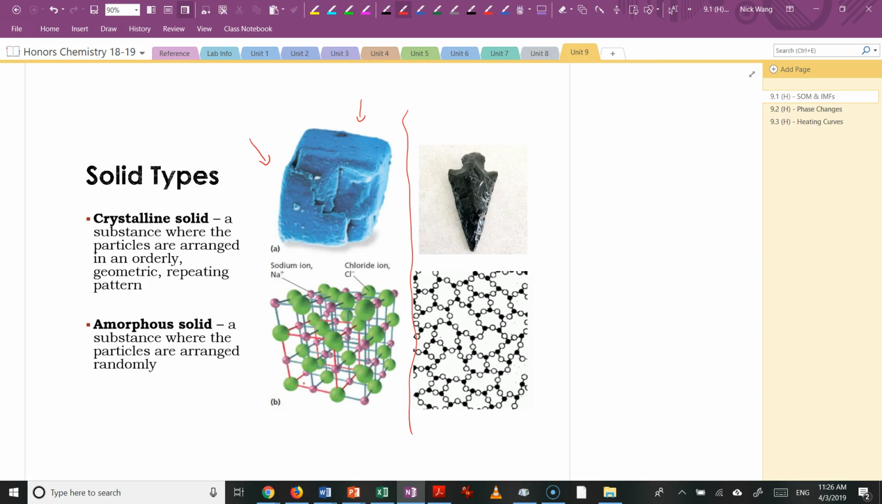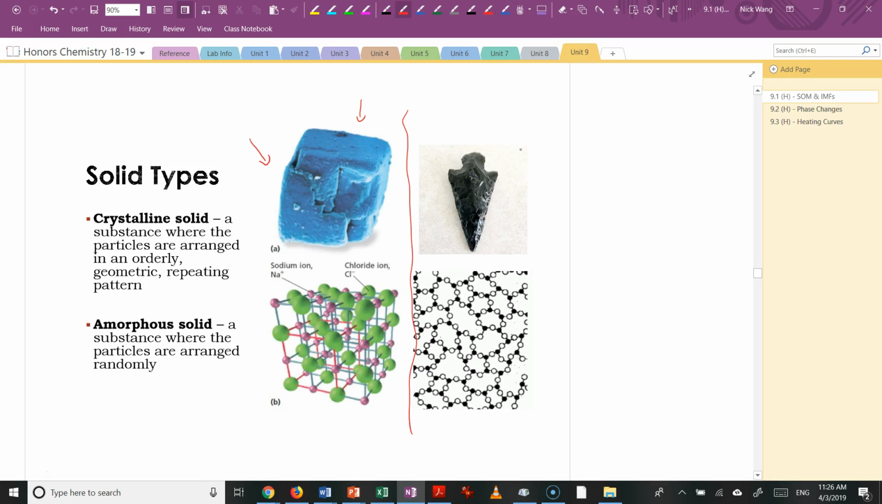In comparison, you have amorphous solids here. So amorphous, A meaning not, and then morphous referring to shape. So really not a defined shape here. The particles are a little bit more random in their arrangement, and you can see down here on the bottom, this is an example of what the particle arrangement might be like for an amorphous solid. And that's kind of what you see here at the top.